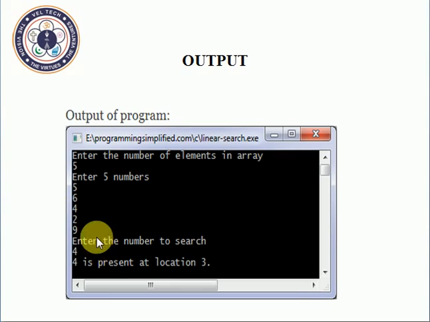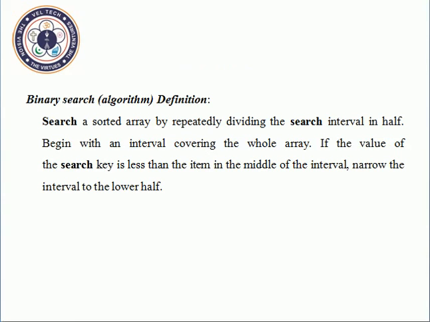So if the search element is matched to the stored element, the output will be "4 is present at the location." So it shows the location as well as the element we are searching. So this is called linear search or sequential search.